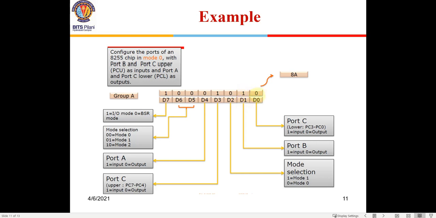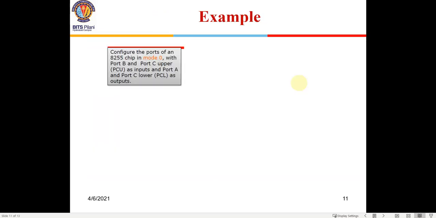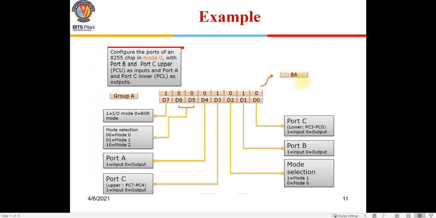Okay, and this also we want as an output, so we are putting it as 0 here. So this is equivalent to 8A. So when we initially program 8255, we are going to see, so this is coming to 8A, right?